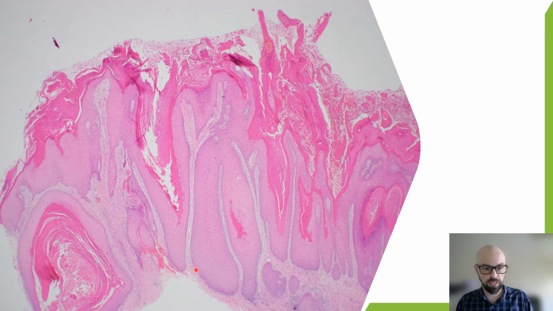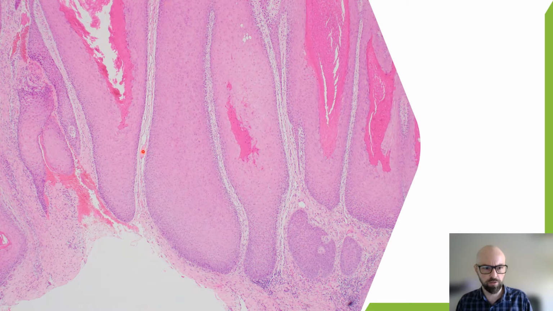So we can see these deep, broad pushing rete down here. And what we like to do is compare that to adjacent normal mucosa. We've got a little bit here with the tumour undermining it. Off the edge of the photo here, also normal mucosa. So it's going down deep, endophytic growth.